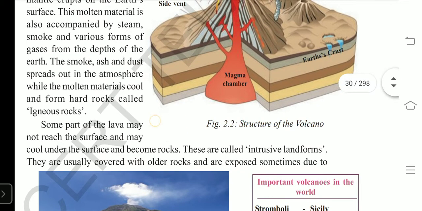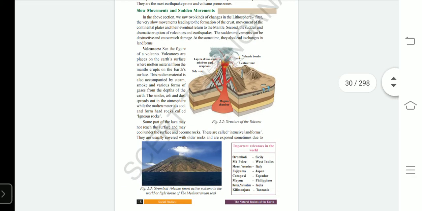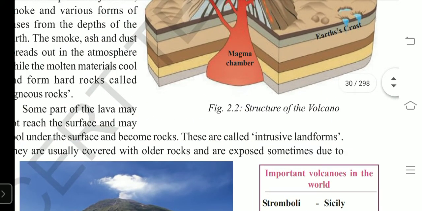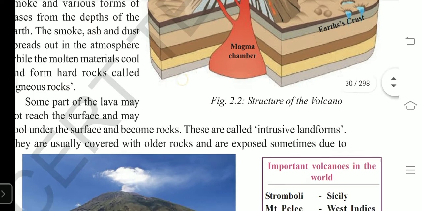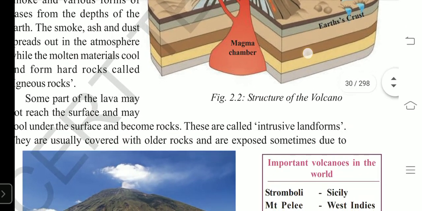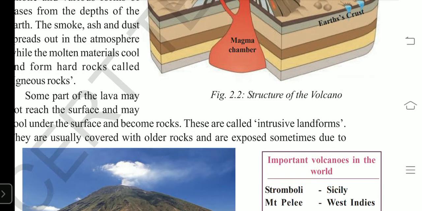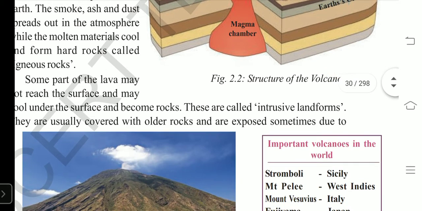My dear students, look at figure 2.2. You will find different layers here, the earth crust part. Understand? So under the earth crust, when lava is not able to come to the earth's surface, it may reach under the layers of the earth crust, and there it becomes cool and forms some rocks, and these rocks never appear outside. They will be under the crust only, and such landforms are called intrusive landforms.